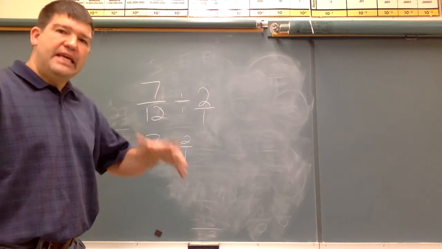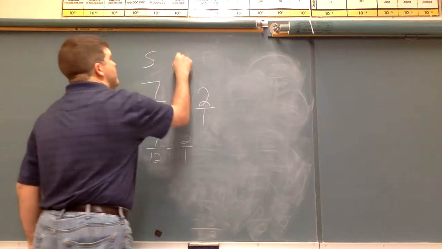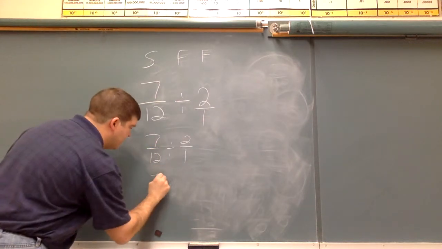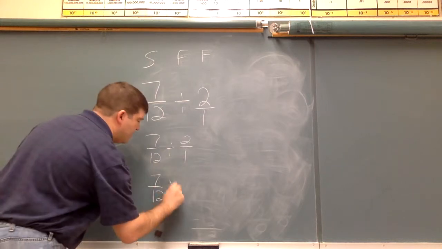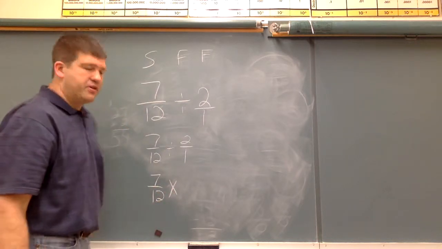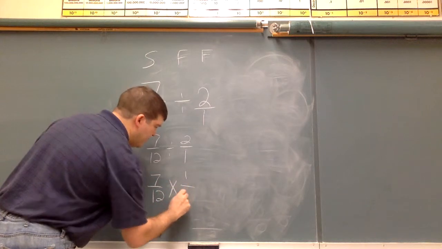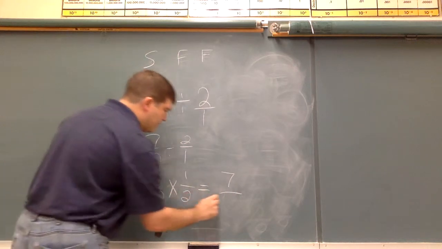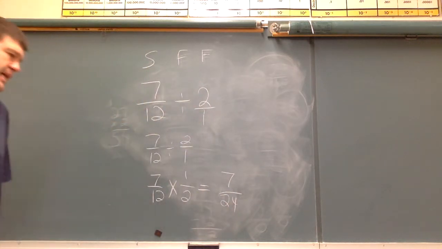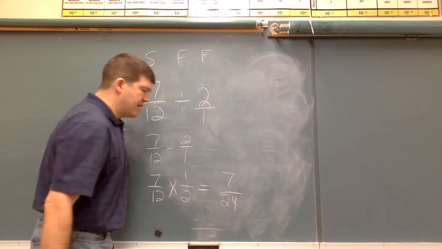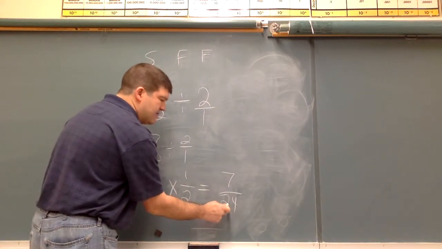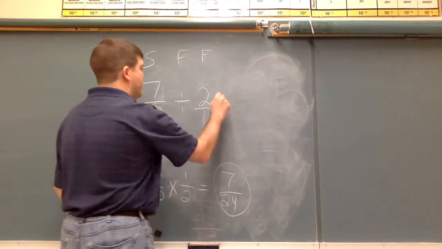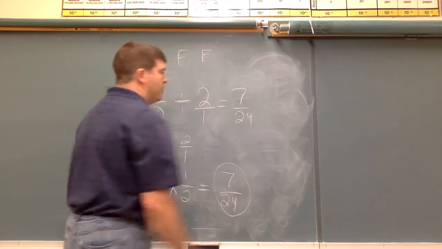Now I can do my keep, flip, flip. Okay? So the same is here, 7/12. Flip that from division to multiplication. Flip that from 2/1 to 1/2. Now, let's do it. 7 times 1 is 7. 12 times 2 is 24. And I know that with 7, the only numbers that can go into 7 would be 1 and 7. Does 7 go into 24? It does not. So our answer is 7/24.